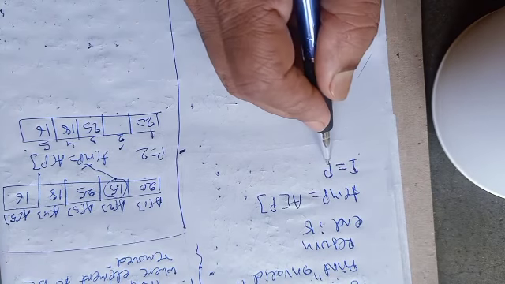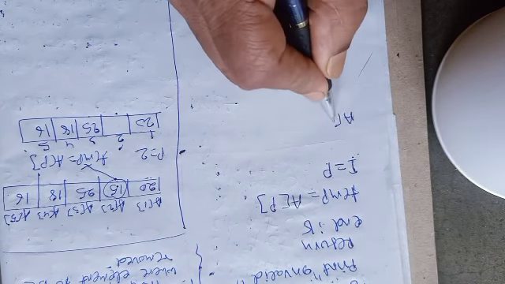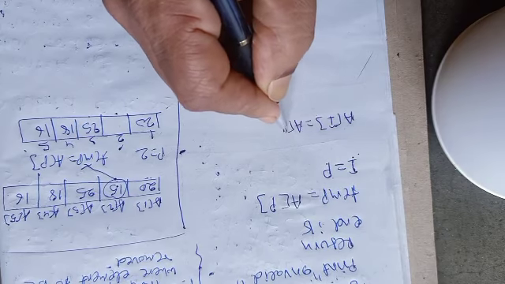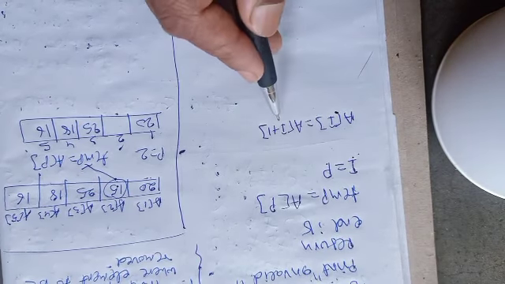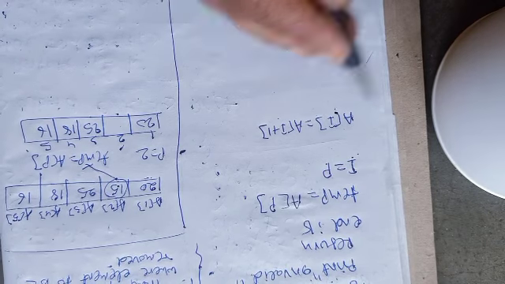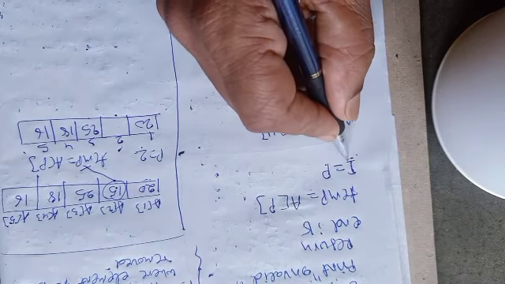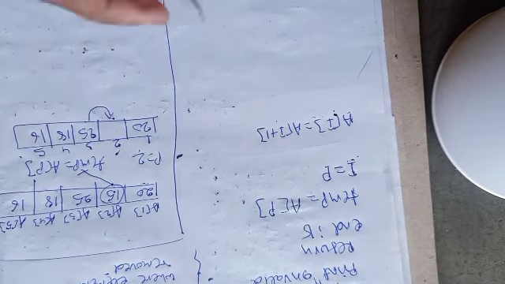So I have taken I equal to P. That means I becomes right now 2. So now I will write A of I. That means A of 2 is equal to A of I plus 1. That means in A2 I am trying to assign A of 3. If value of P is 2, then initial value of I will be 2. So A2 will be A3. That means 25 is shifted to 2.